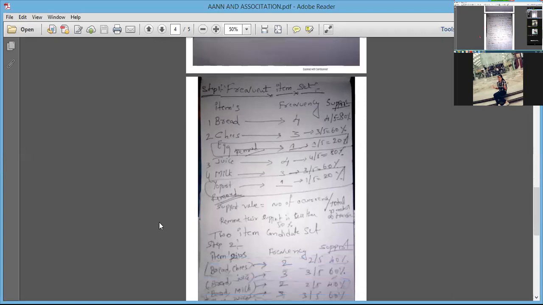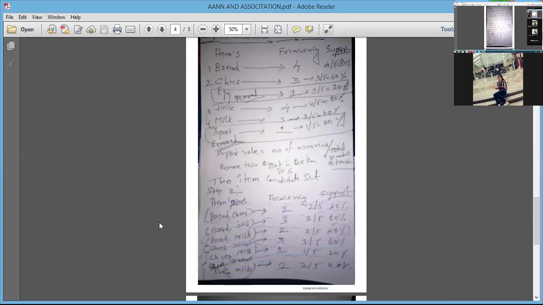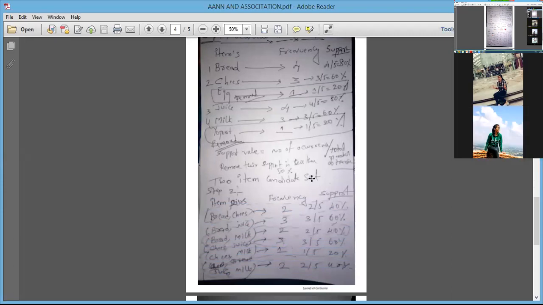Now the second thing you need to do is find the two-item candidate set. In DBMS, you know the meaning of a candidate key. In the same fashion, a candidate set means more than one item. So let us take the combinations. Bread cheese is one combination, bread juice is one, bread milk is one. Then cheese juice is one combination, cheese milk is one, and juice milk is one combination.